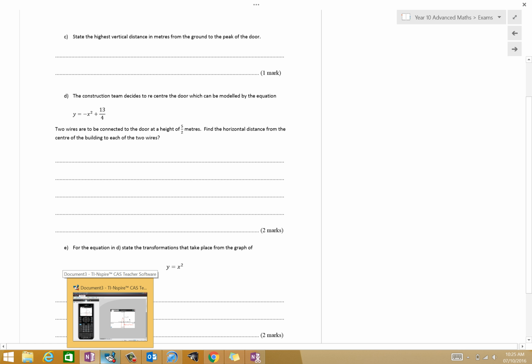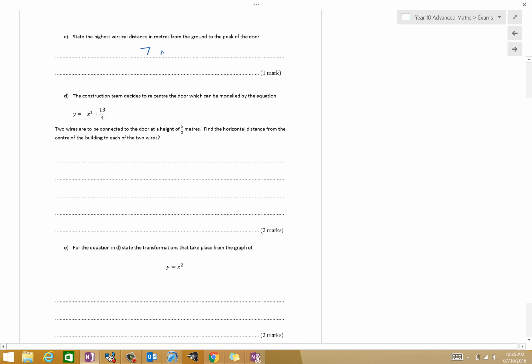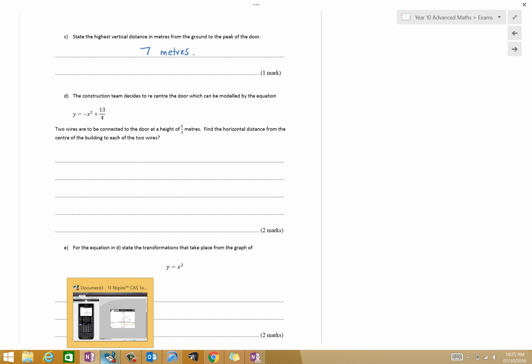Windows, zoom, zoom out. So state the highest vertical distance in metres. It is 7 metres. So you just count it up. And so you're just assuming that each... Yes, you've been told that in the question, that it's in metres.